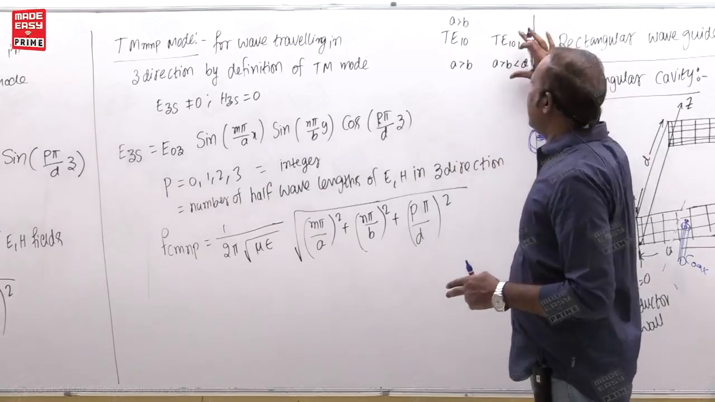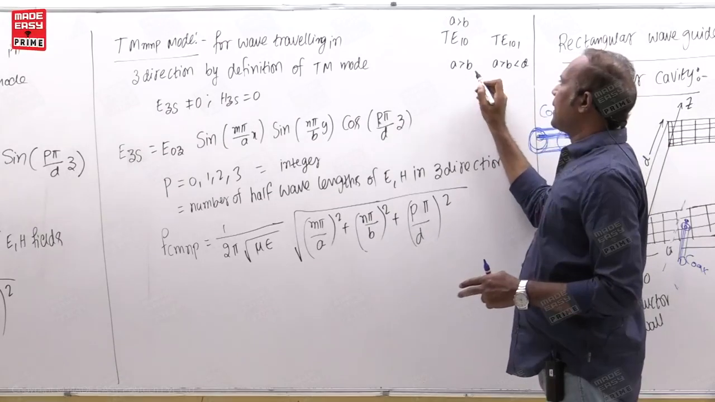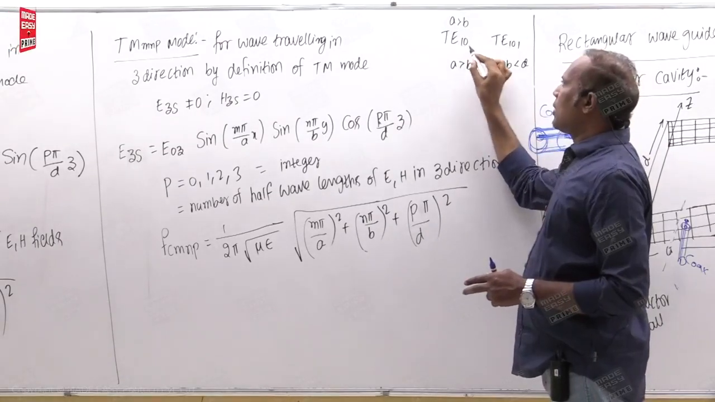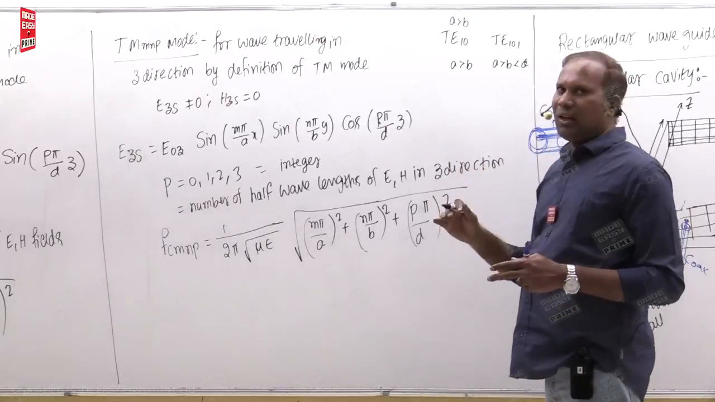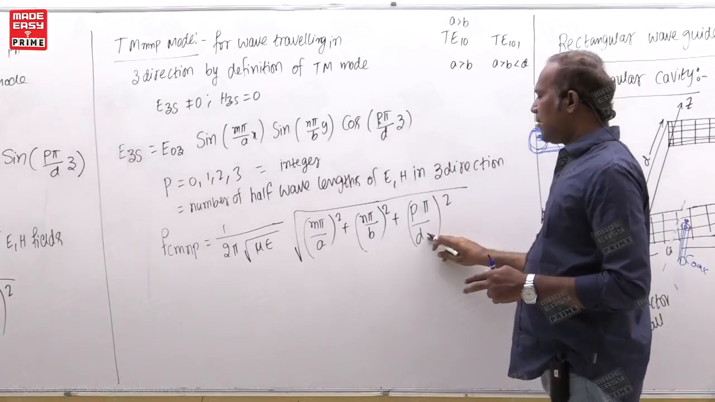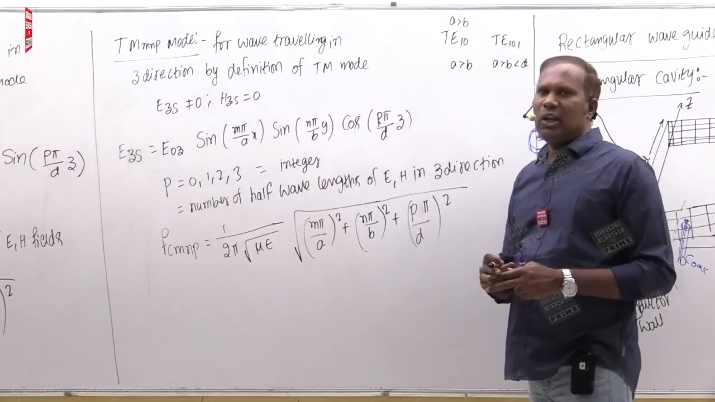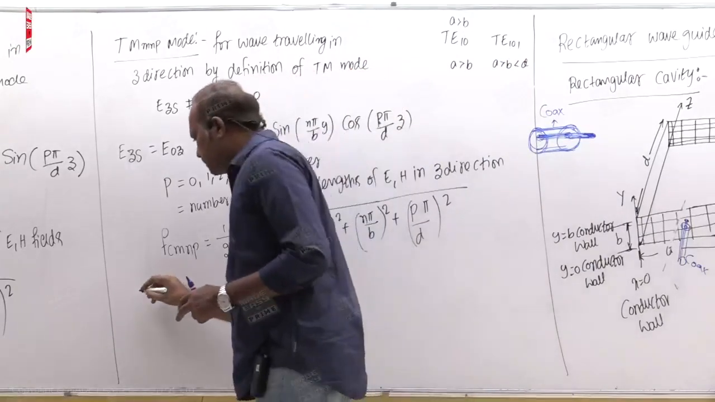So dear student, this is the extension of this one. Already it is decided if A greater than B, least cutoff frequency for 1, 0. Then D also came. D is a bigger value compared to them. So you take that bigger value in the denominator, you get least value in the numerator. So that is the way you remember.